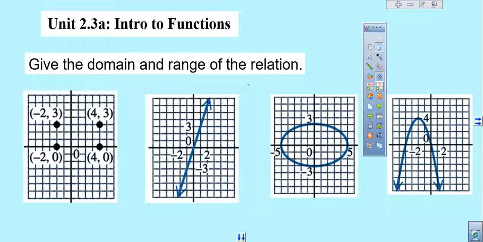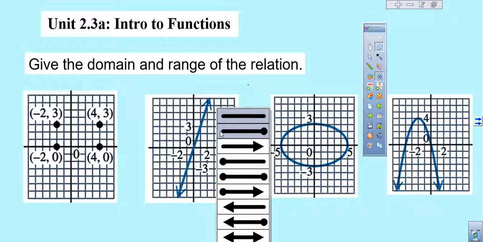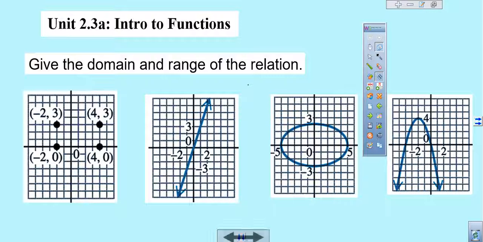So let's grab a straight line. Let's make it red. Make sure it's kind of thick. And so here's a graph of a linear function. So if we draw a vertical line through right there, or through right there, or anywhere that we draw that vertical line, the point is that it passes through one time. It passes through one time, it passes through one time.